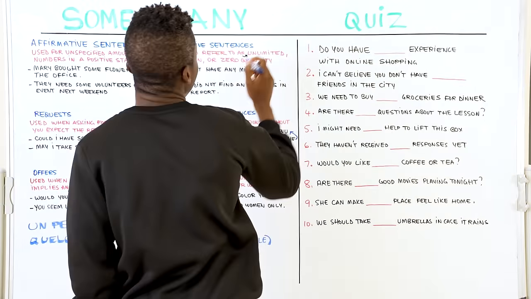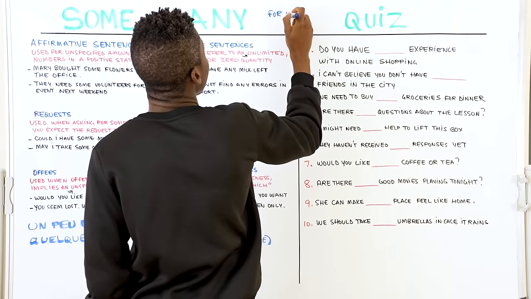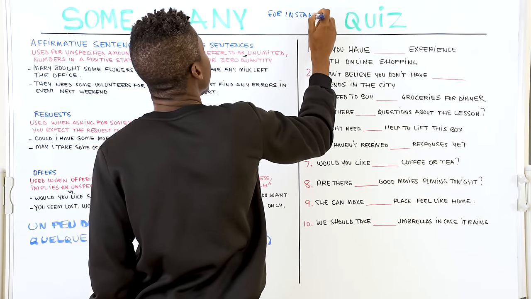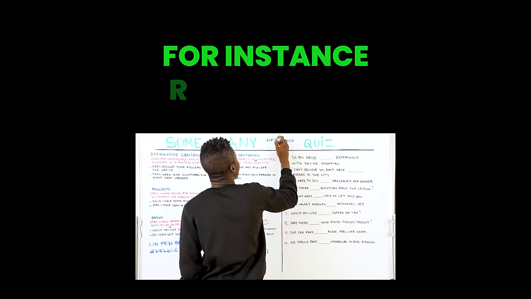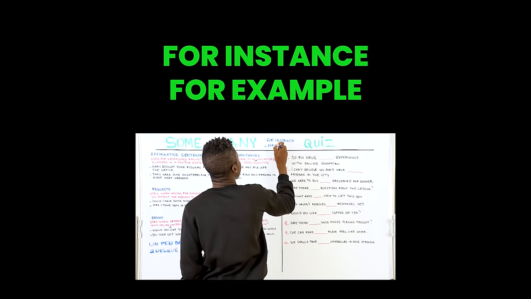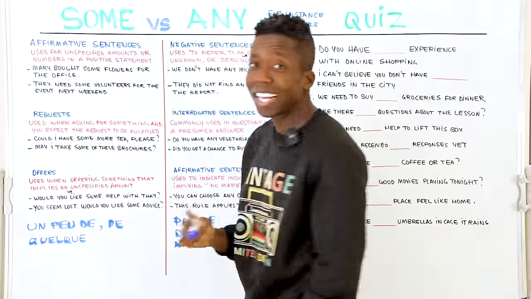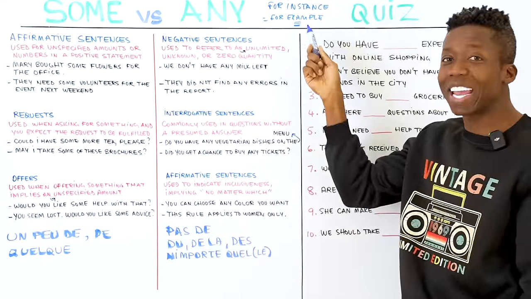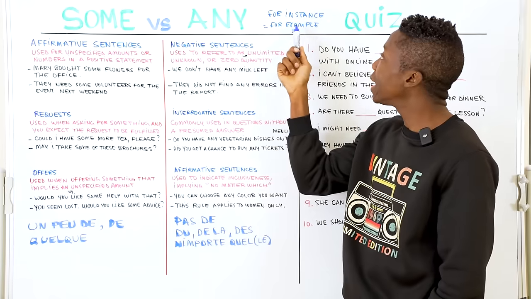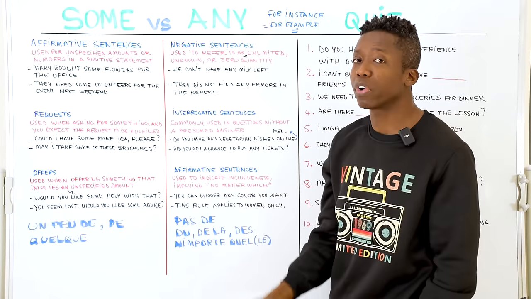Donc je vais l'écrire quelque part, je vais l'effacer. For instance, je vais le laisser là, c'est pas grave. For instance, c'est la même chose que for example. Et example in English, vous voyez ça? La différence entre exemple en anglais et exemple en français, n'est-ce pas? C'est en anglais, c'est un A, en français, c'est un E.